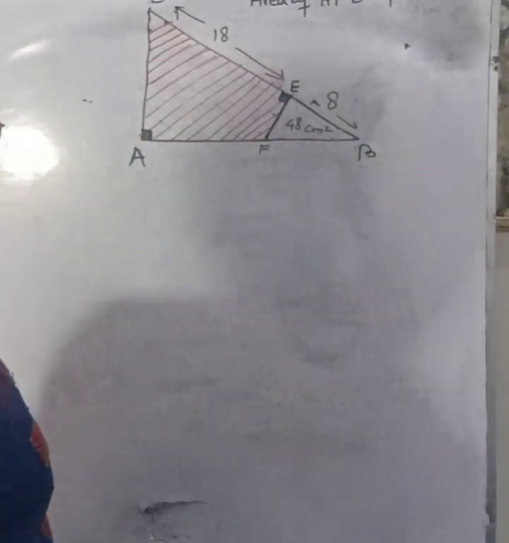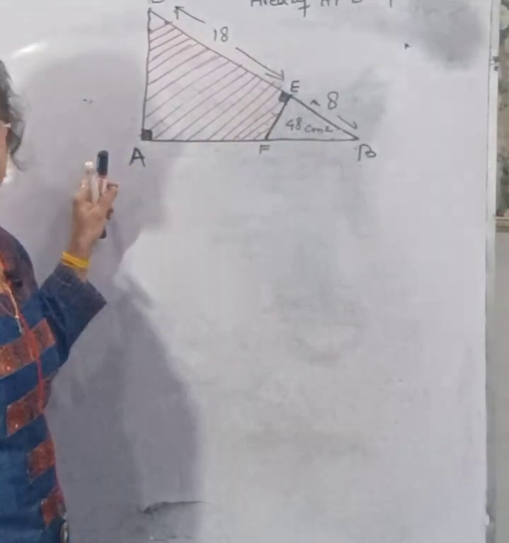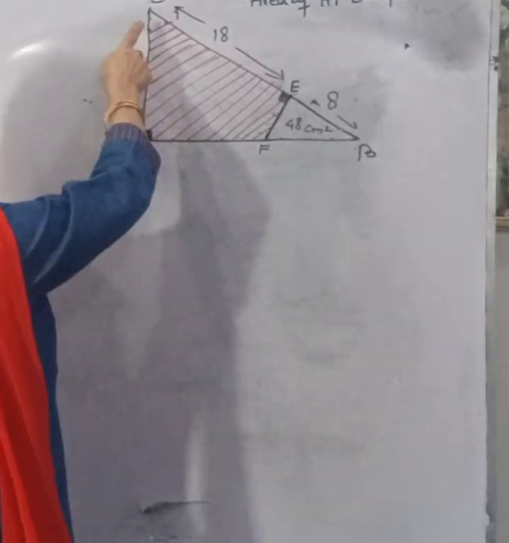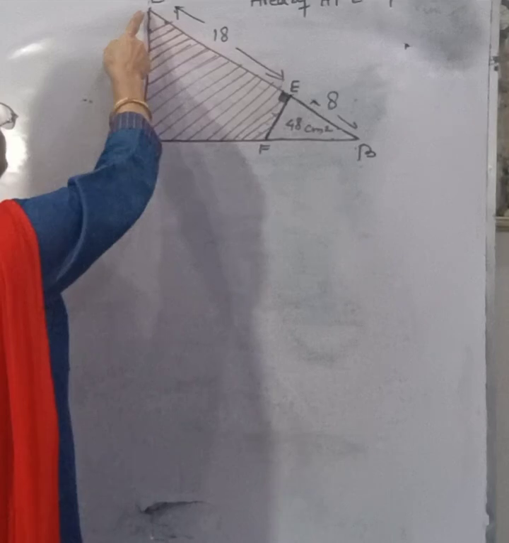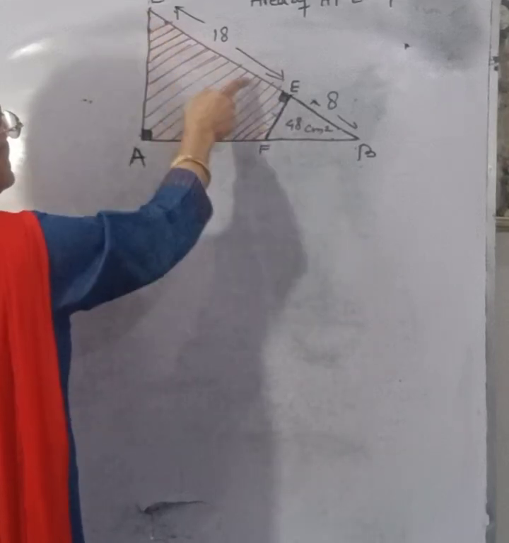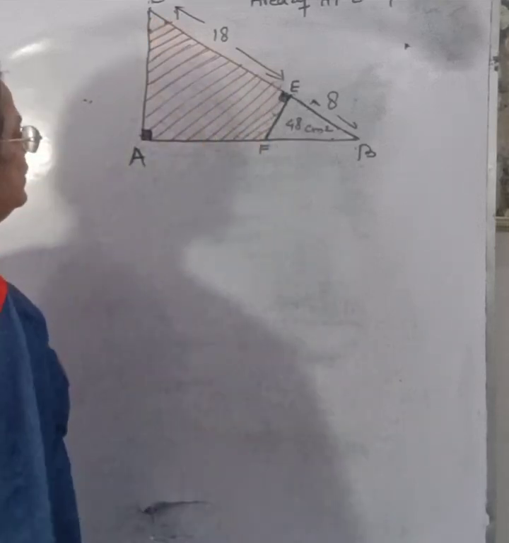In this video, we are having a right angle. A is a 90-degree angle and this is the diagonal CB. Two portions of the diagonal, CE and EB. This is 8 and CE is equal to 18.